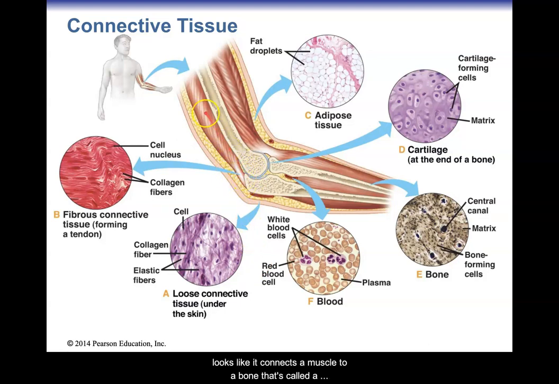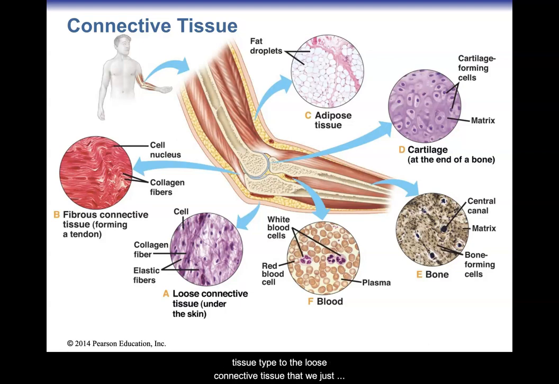Next, I see over here, it's zooming in on this portion of the human body where it looks like it connects a muscle to a bone. That's called a tendon, as you will learn. In a tendon, we actually see something called fibrous connective tissue. I'm going to teach this to you as dense connective tissue. It means the same thing. It's called fibrous connective tissue because it has tightly packed collagen fibers. This is going to add a lot of strength to this tissue type. In fact, it's the strongest connective tissue that we're going to find.